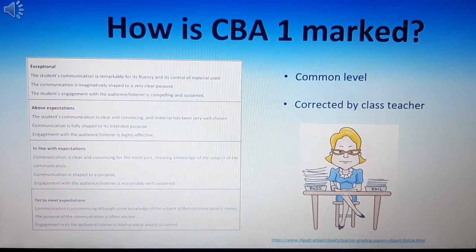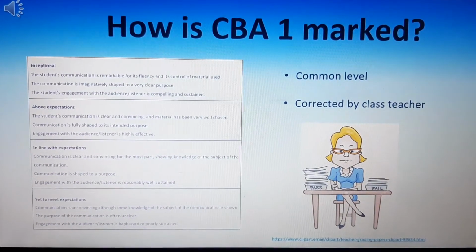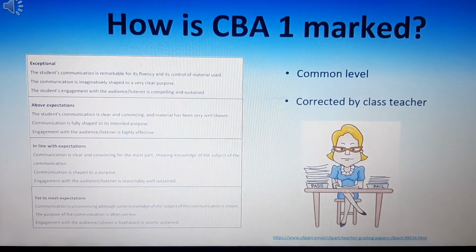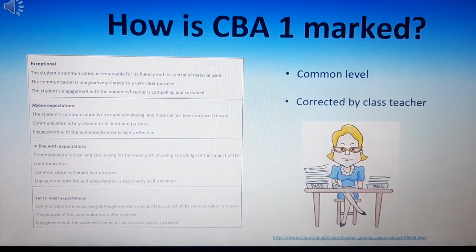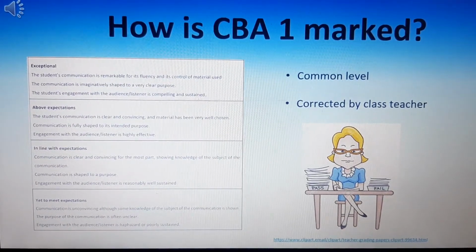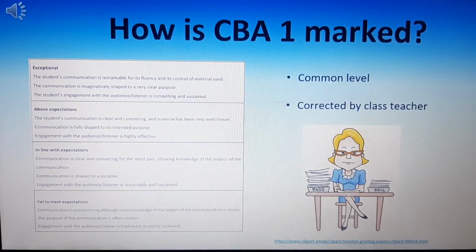Above expectations. The student's communication is clear and convincing, and material has been very well chosen. Communication is fully shaped to its intended purpose, and engagement with the audience listener is highly effective.